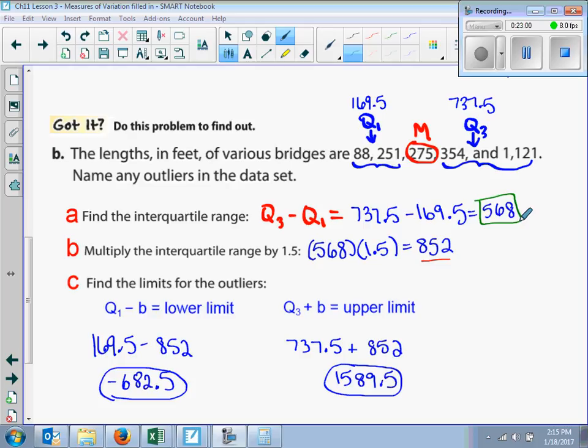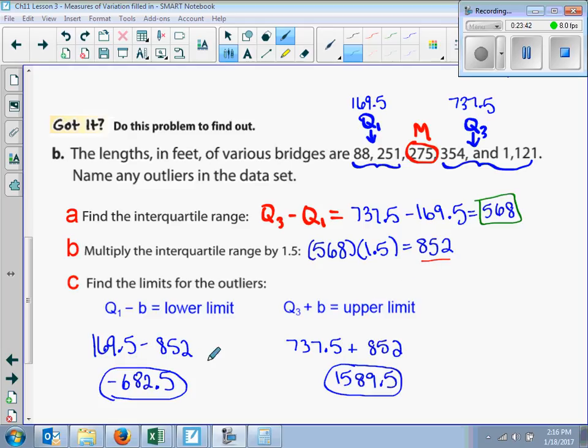That number gets multiplied in step B times 1.5. Okay, so now we're going to multiply that 568 times 1.5. That gives me 852. That is my B. Is everybody with me? All right. So now we find our limits. The lower limit we find by subtracting quartile 1 minus B, which was 852.